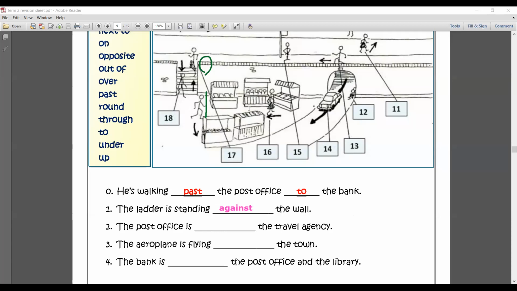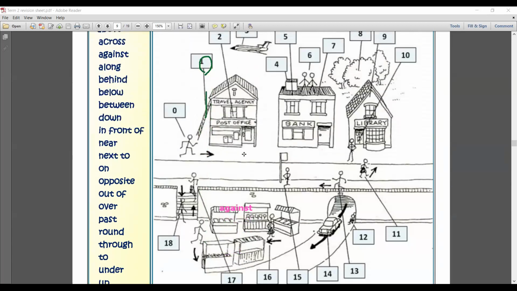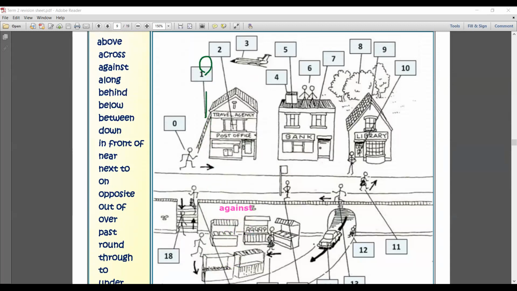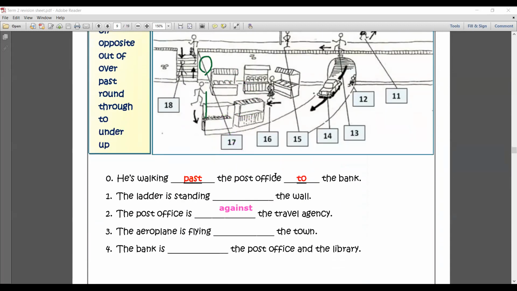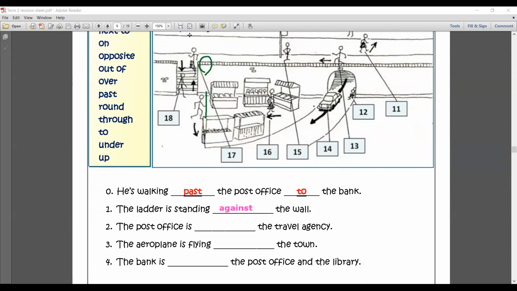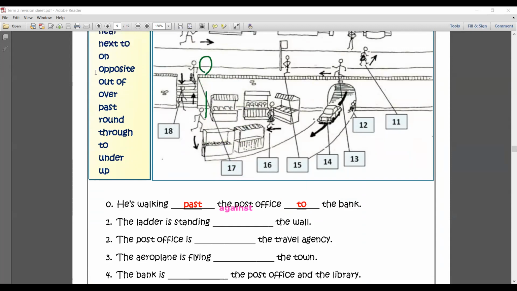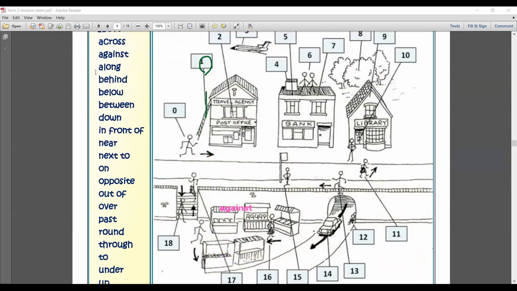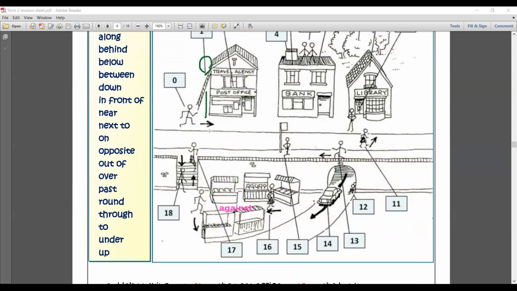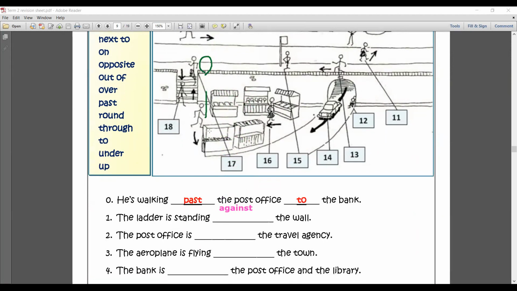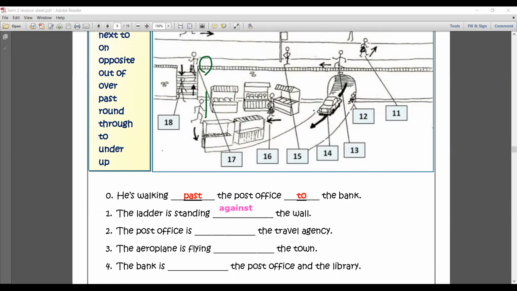The post office is, where is the post office? Number two. The post office is right here. Where is it from the travel agency? What do you think? Is it below or under? All right. It's below because I can actually see the post office. If it's under the travel agency, I wouldn't be able to see it. Okay, so the post office is below the travel agency. It's on a lower level. Below means on a lower level.